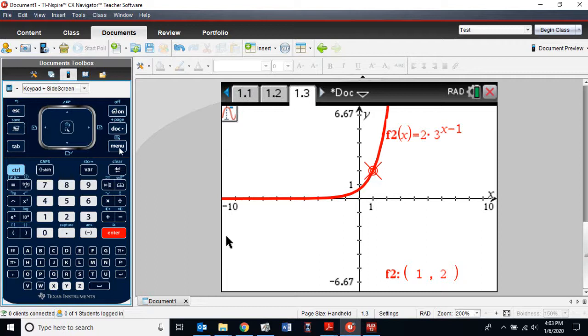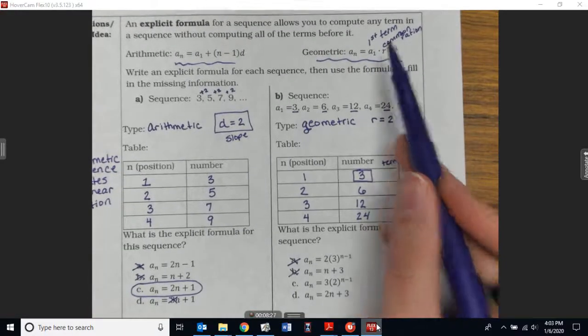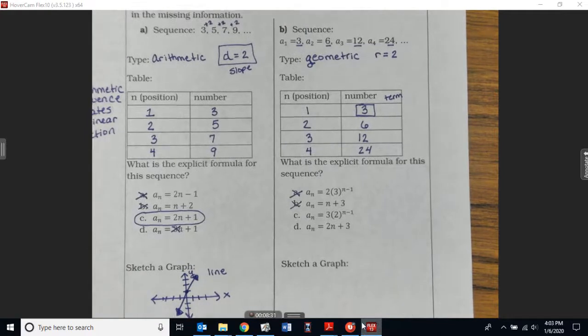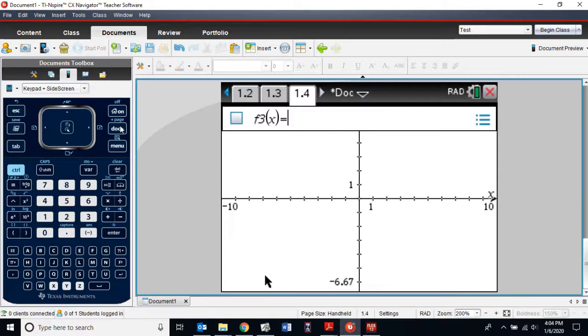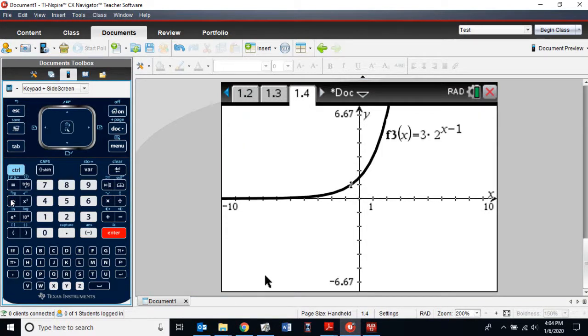I could type in B, but I'm going to tell you that that's also not my answer based on the fact that we looked at the top here and we know that we're multiplying. So I know B is not going to be my answer. And so let's type in C. So I'm just going to add a new graph page here. C says 3 times 2 exponent key X minus 1.